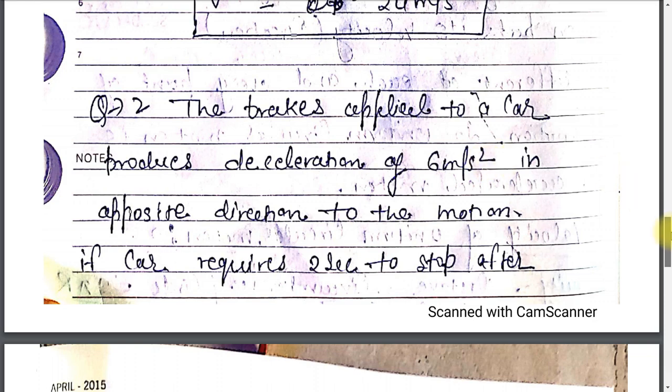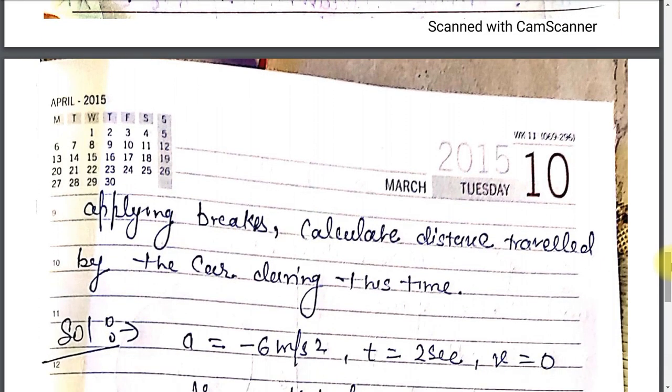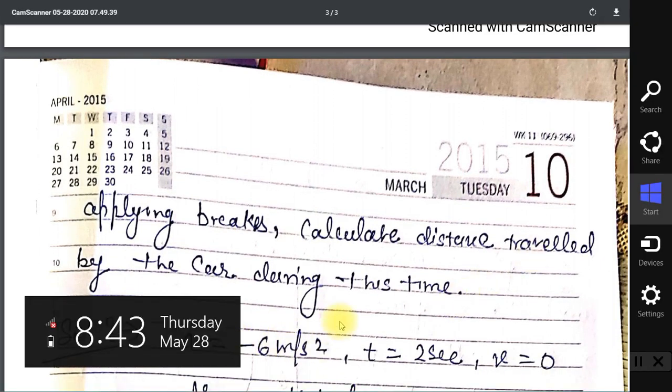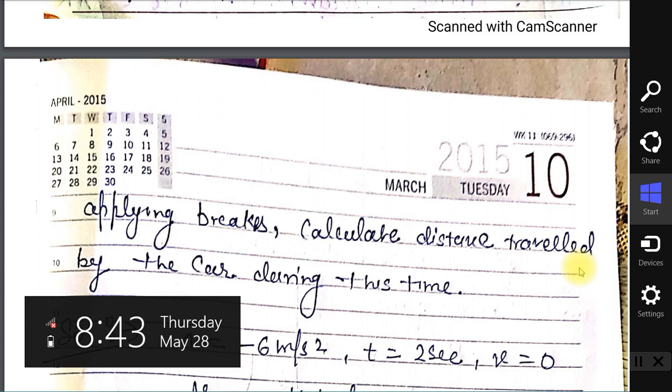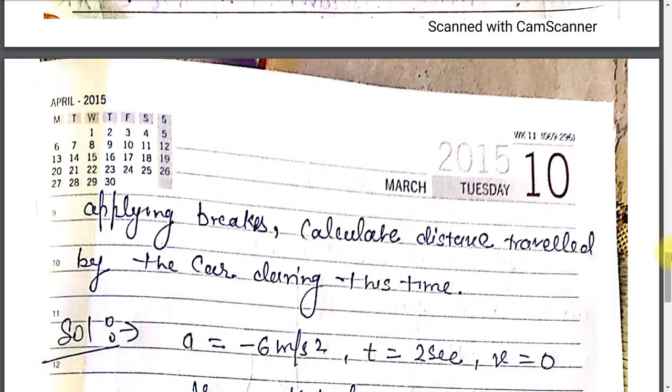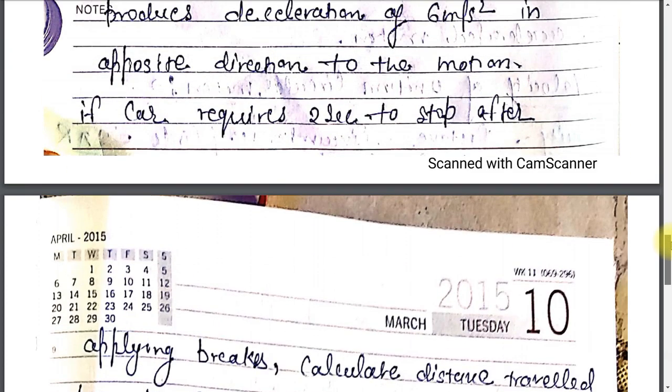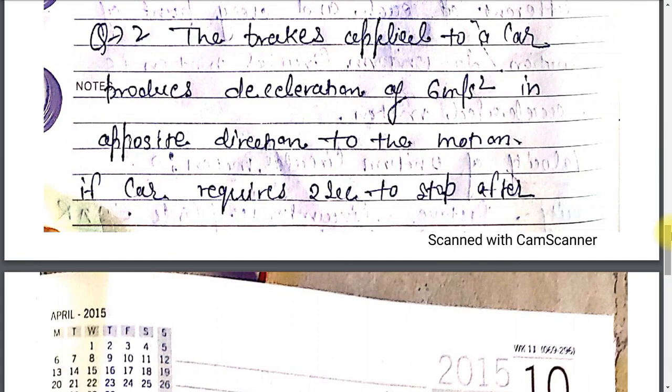That means we can simply write down a will be equal to minus 6 meter per second square. The minus sign represents the deceleration or the negative acceleration. After that we have 2 seconds. The car requires 2 seconds, that means time will be equal to 2 seconds to stop the car. That means finally the car will stop. Finally the car will stop means the final velocity of the object will be equal to 0.